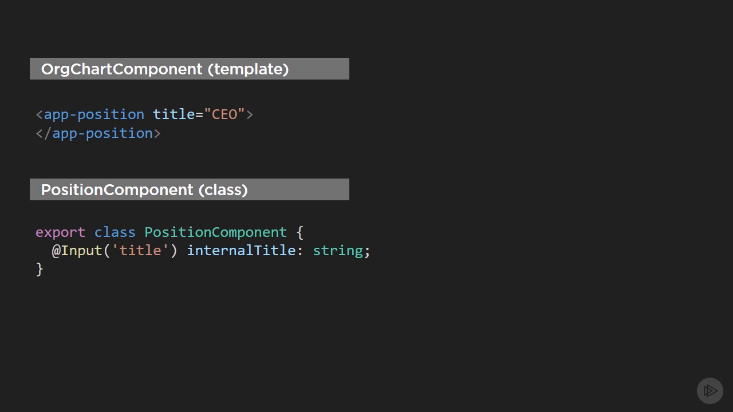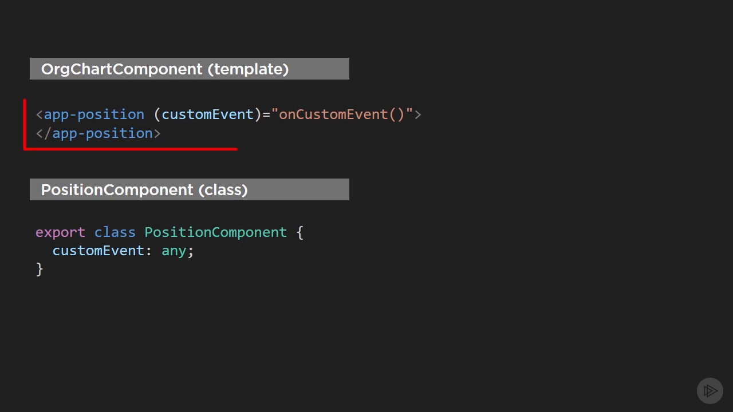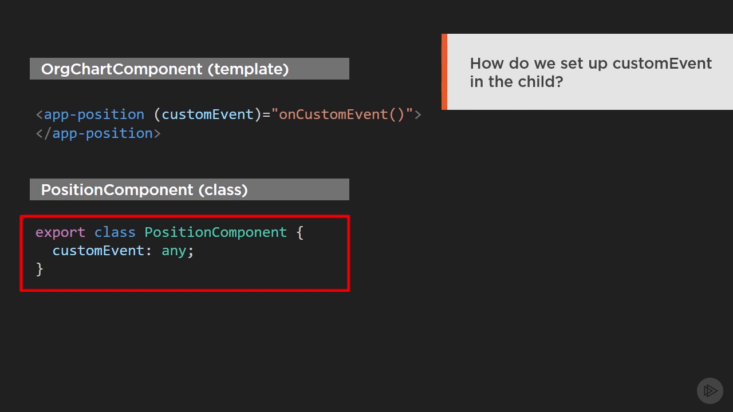Now let's look at an example going the other direction. We have our org chart component, and it has a child component app-position right here, but we want to specify an event. We'll call the event customEvent. We'll do an event binding with the parentheses, and we want to call the function onCustomEvent in org-chart component. Let's assume that exists. But in our position component now, we have a customEvent, but it's not set up properly. We don't know what the type is, and we don't know that it's some kind of object that can fire an event. How do we set up customEvent in the child?